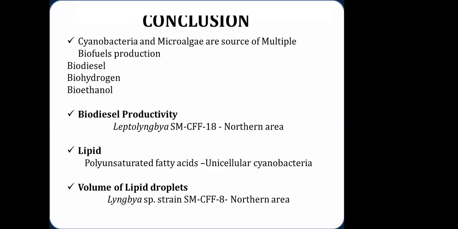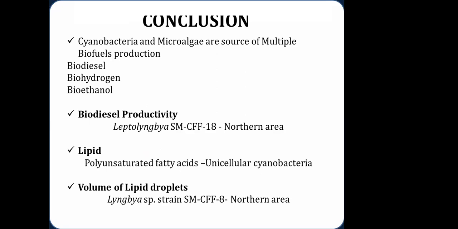Now come towards the final conclusion. Cyanobacteria and microalgae are the source of multiple biofuel productions, which I have already discussed with reference to biodiesel, biohydrogen, and bioethanol. And the maximum biodiesel productivity was obtained from the Leptolyngbya, which was obtained from the northern area of Pakistan.